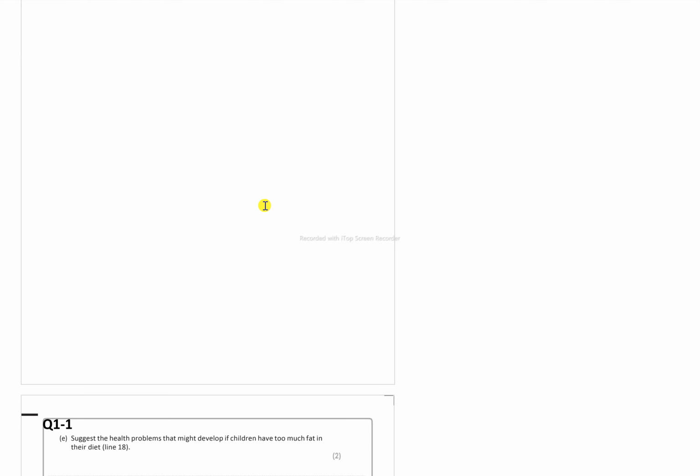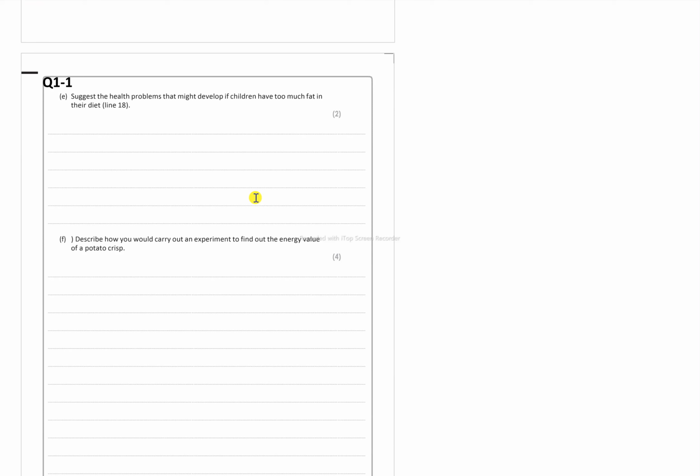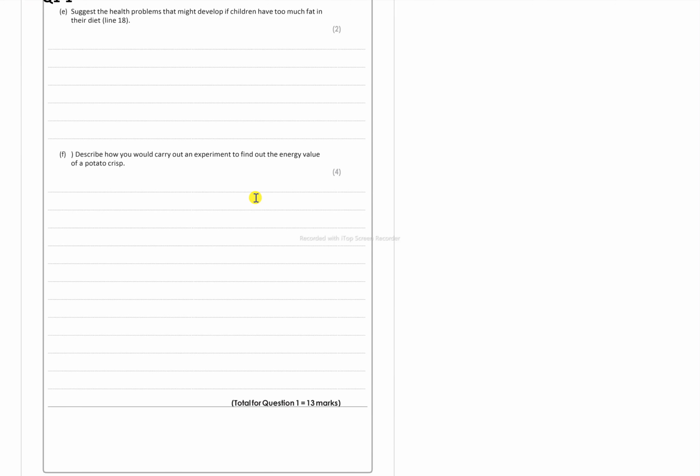Right, we're looking at energy and food content. It's the experiment that I'm actually interested in. It's the next question, but we'll get this one done anyway. Suggest the health problems that might develop if children have too much fat in their diet.